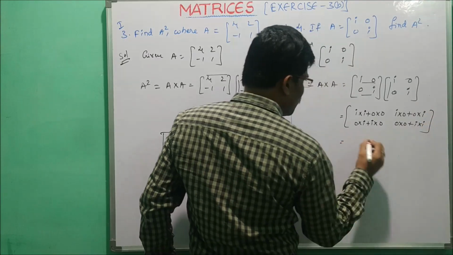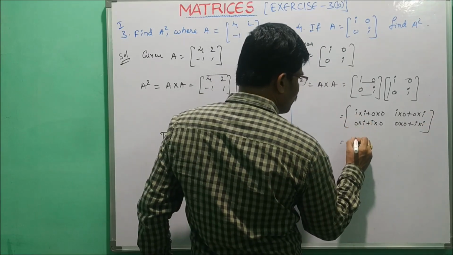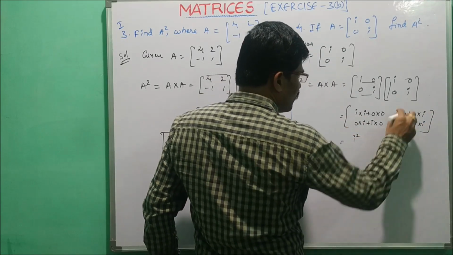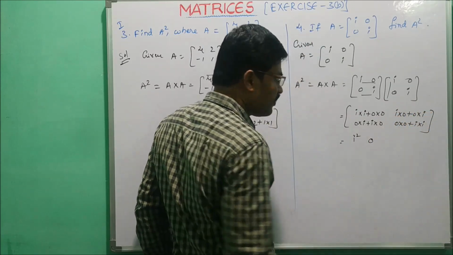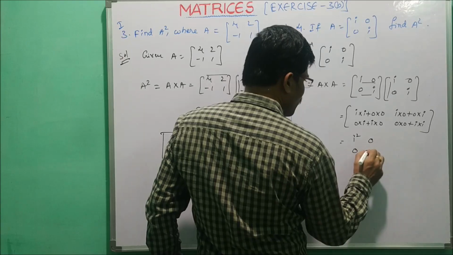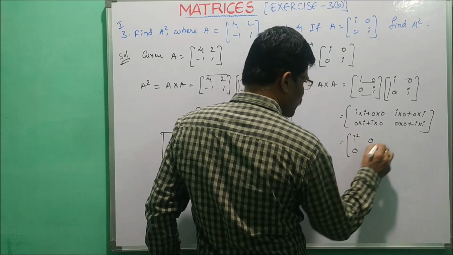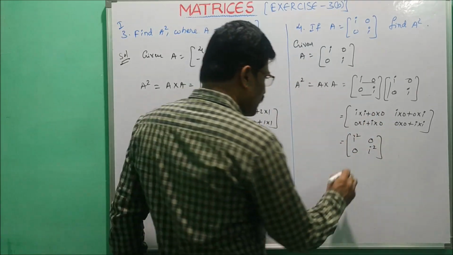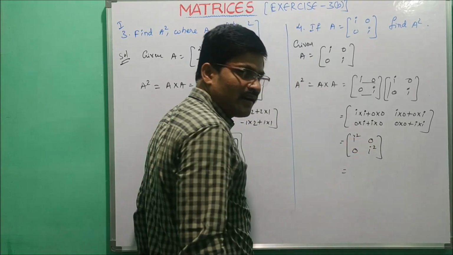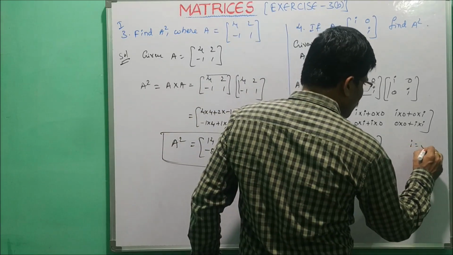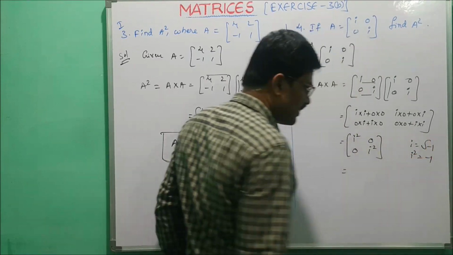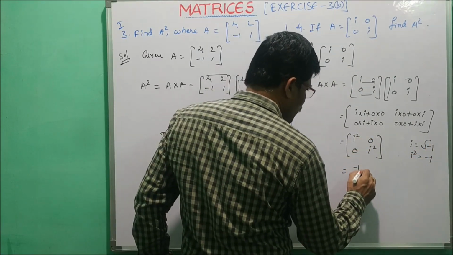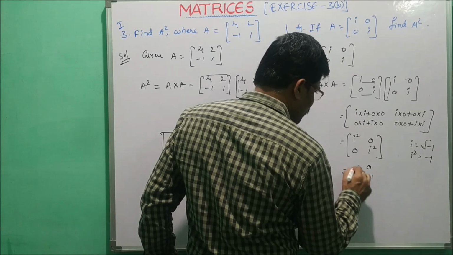Now it can be simplified that i into i is i square. In this, i into 0 is 0, plus 0 into i is 0, so this is also 0. In that this is also i square. Clearly i square is equal to minus 1, since i equals square root of minus 1. Now squaring on both sides, i square equals minus 1. Now we substitute minus 1, 0, 0, minus 1.